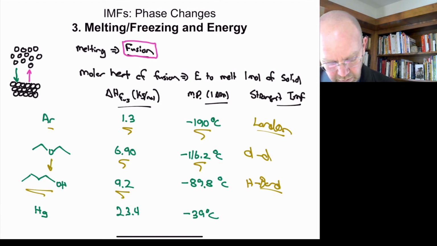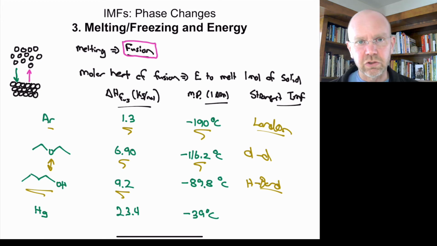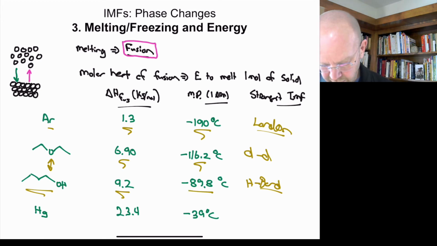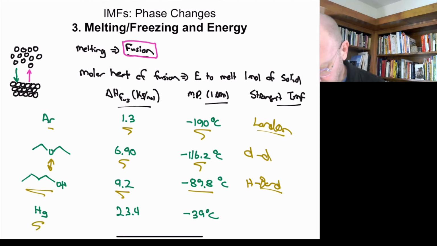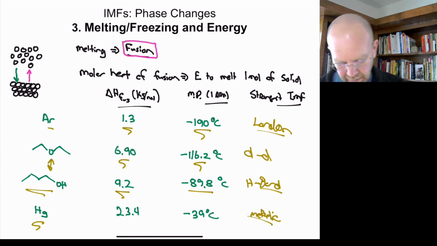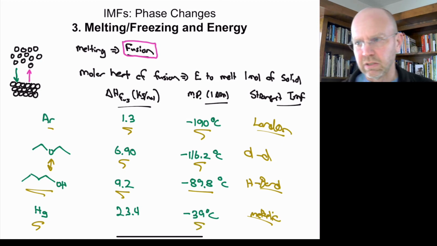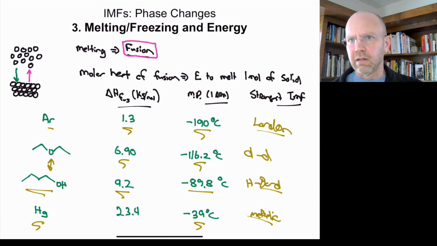Even though these two are isomers, the intermolecular forces are stronger when they're hydrogen bonds, so the melting point goes up to -89.8. And mercury, our example of metallic intermolecular forces, very strong intermolecular forces, the heat of fusion is much higher, 23.4, going from solid mercury to liquid mercury, and that occurs again at a higher temperature, -39 degrees C. So that's how the energy is related there.